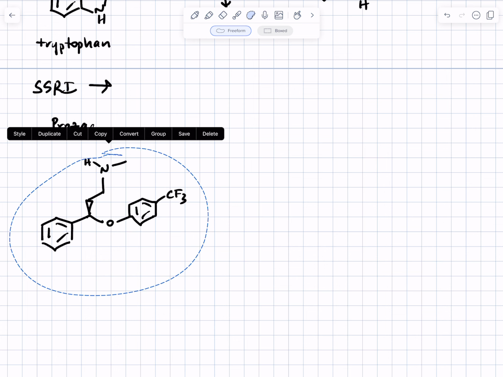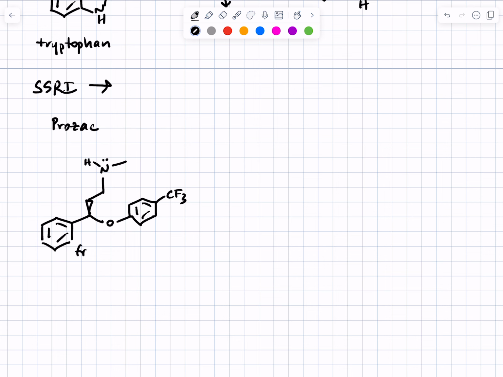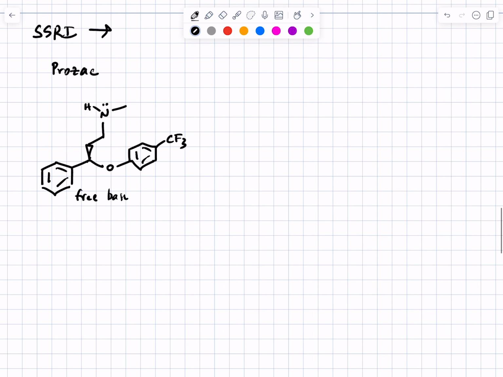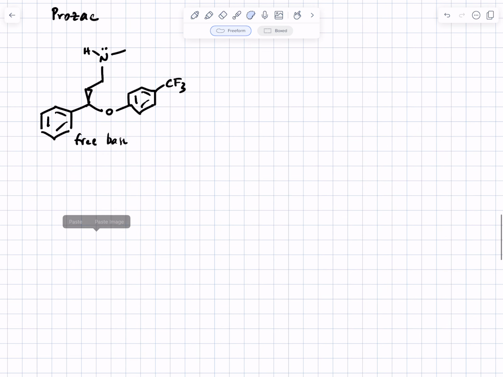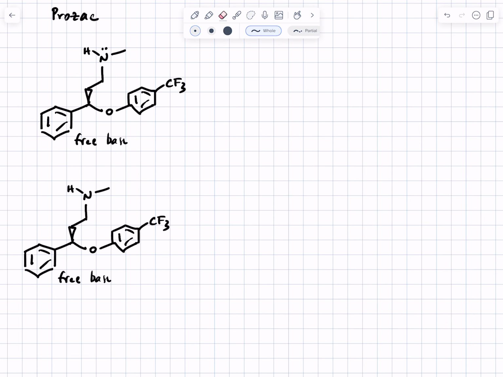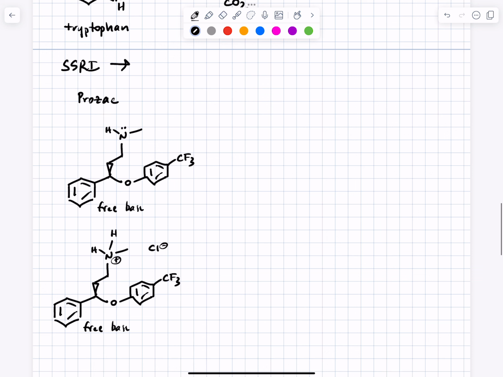I've drawn it here in its free base form. The term free base we use to describe the molecule when it has a lone pair on it. Normally, it would be sold and marketed as the HCl salt. So to show you what that would be, I just protonate on the nitrogen with HCl, and then the counterion is Cl minus. Another common SSRI is Zoloft.